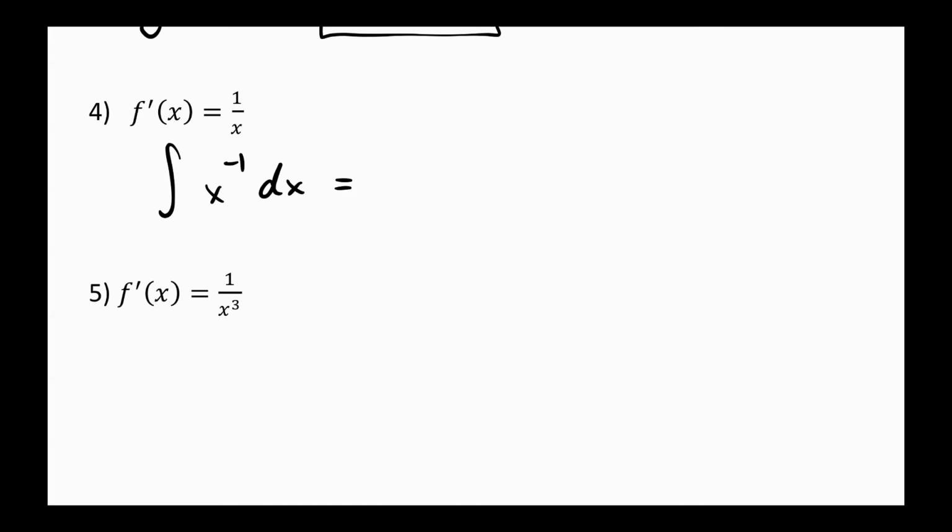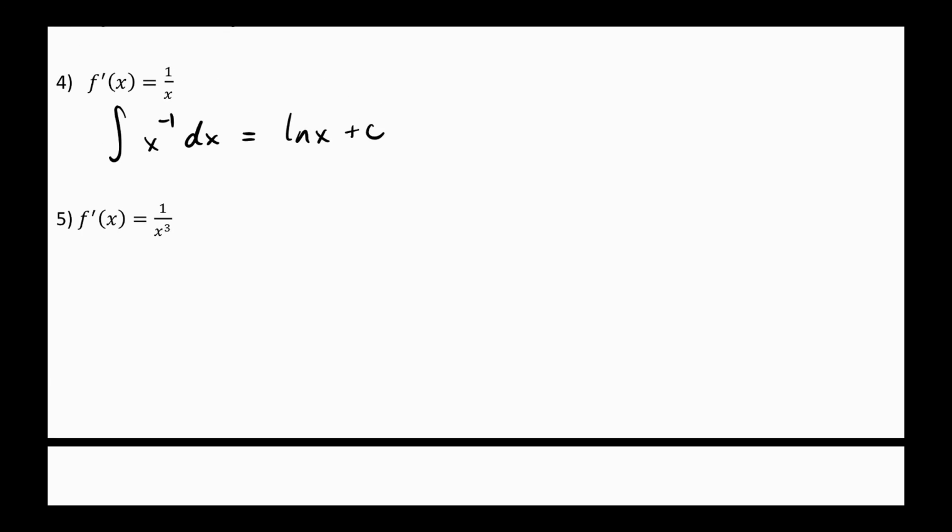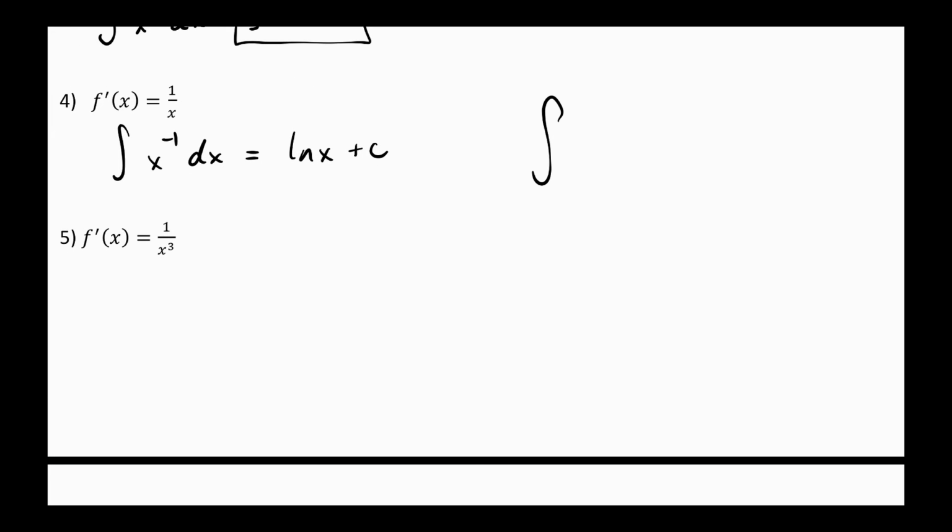Anytime you have an antiderivative for 1 over x, the answer is going to be the natural log of x plus c. Okay? So if they're ever asking you this one right here, power rule will not work for this guy. We just saw why. Anytime they're asking you this, it's always going to be natural log of x plus c, because the derivative of natural log of x is 1 over x.